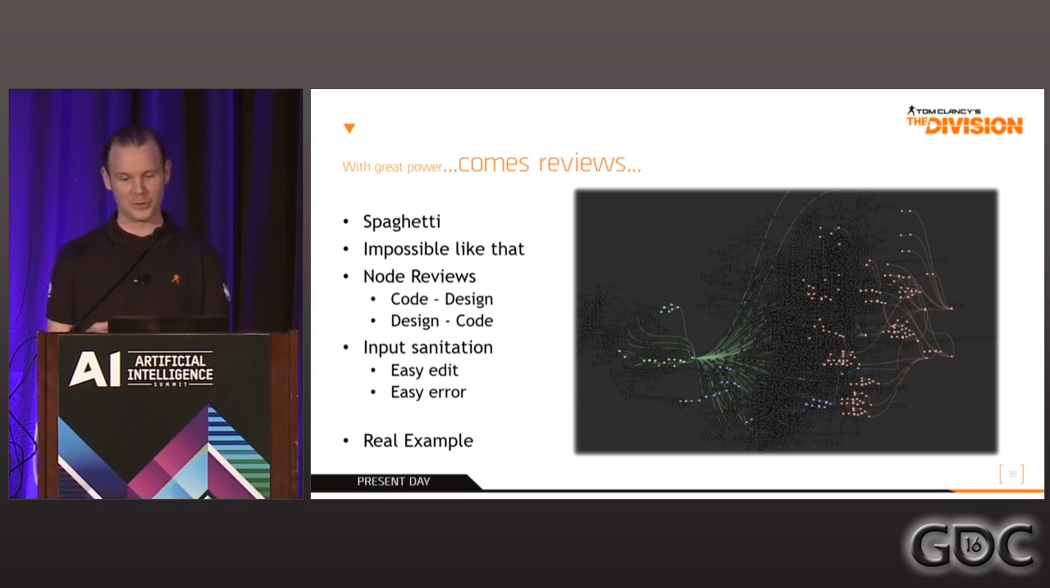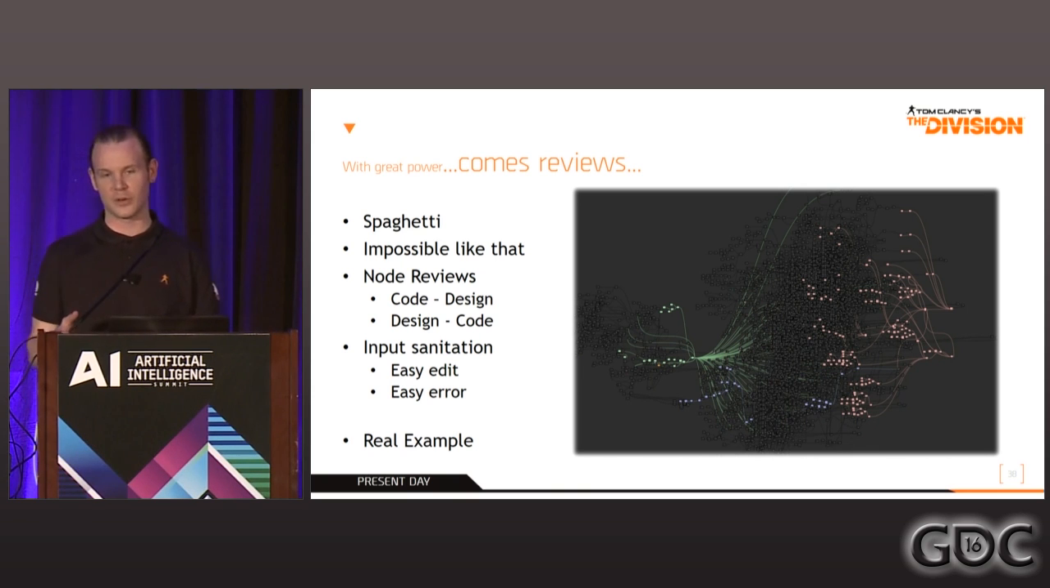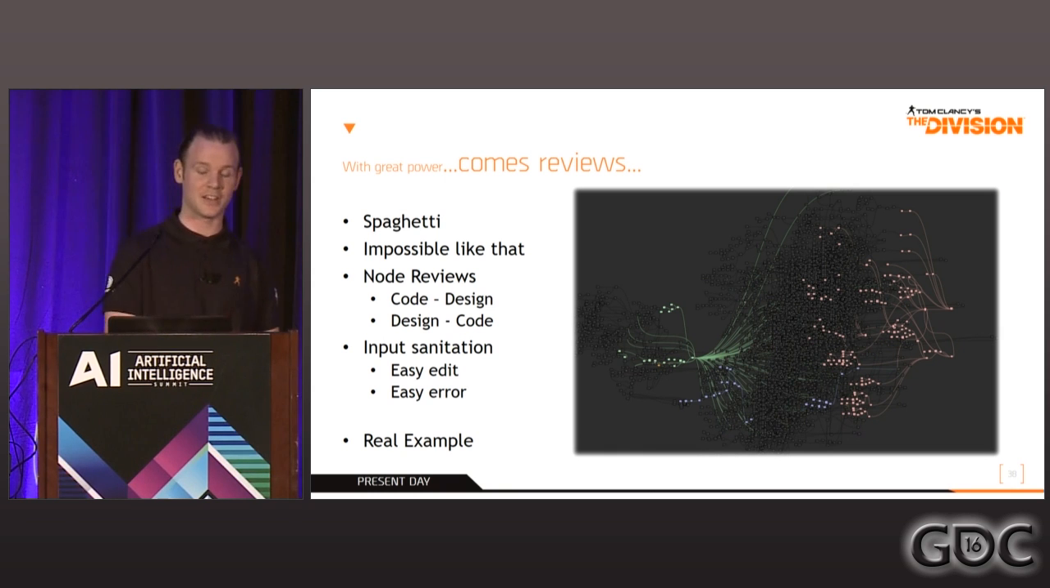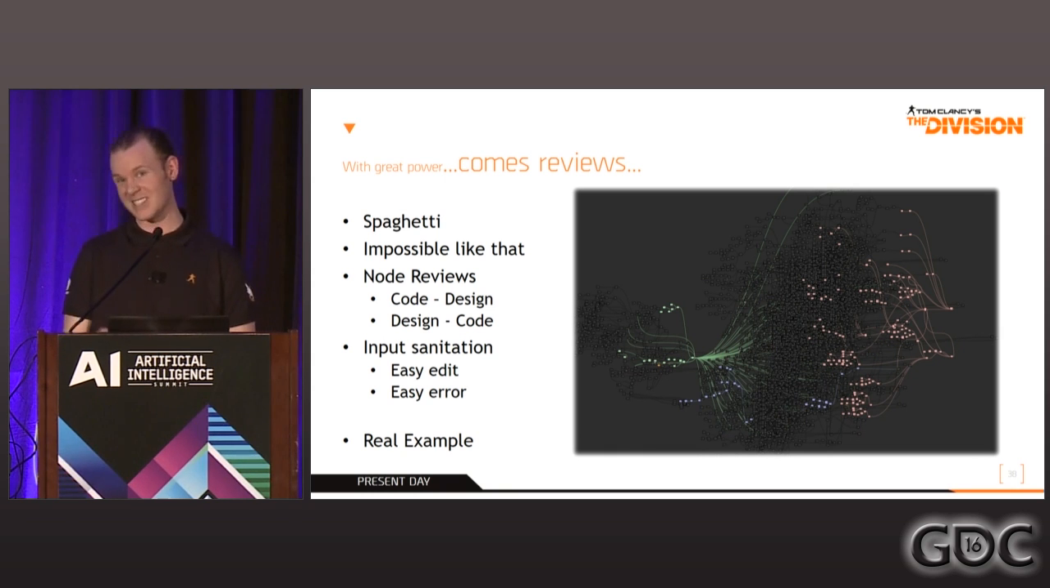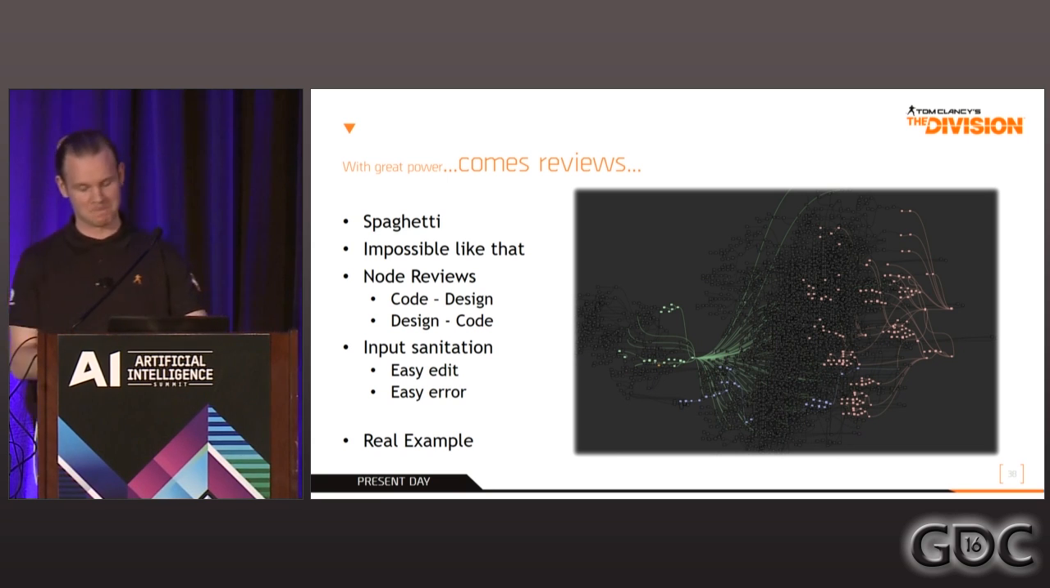And as I was talking about, since we do this easy editing, we also do easy errors. If you're not familiar with things, it's very easy to either give the wrong input or make some simple math errors. So for at least some of the major nodes, it's very important to sanitize your input. You don't want to accidentally do a cover evaluation for the entire Manhattan, for example, which has happened.